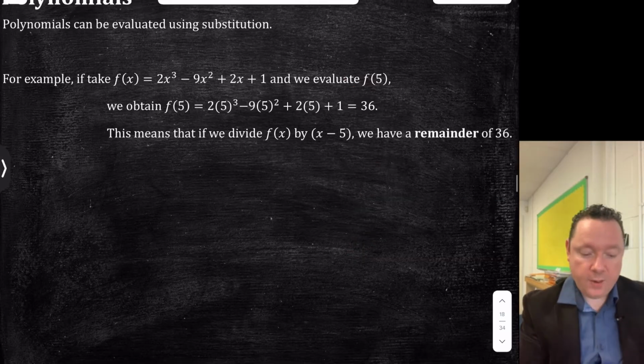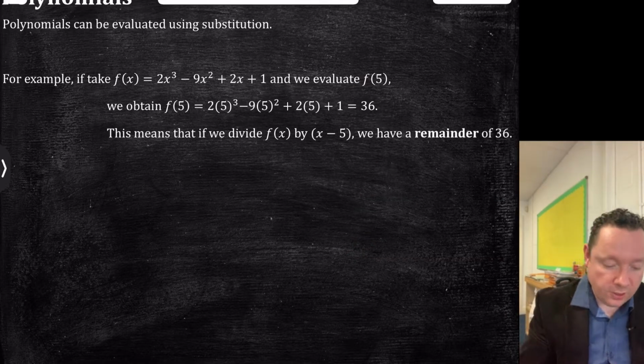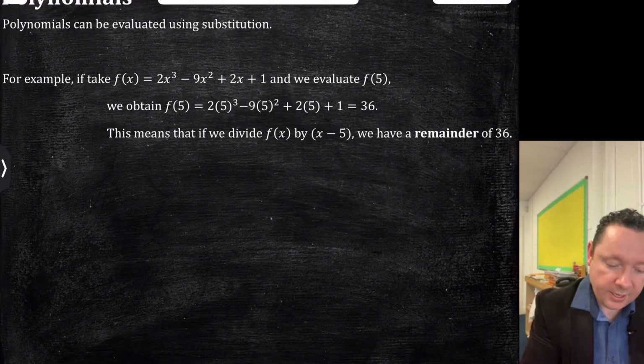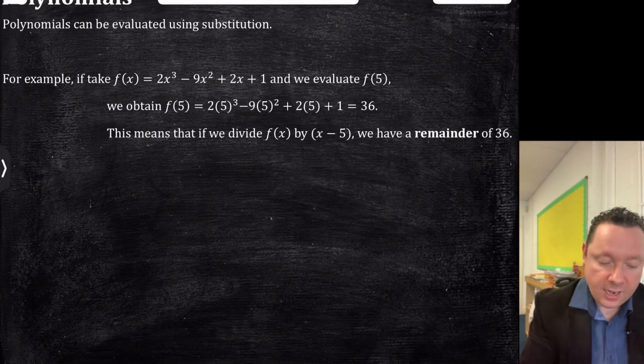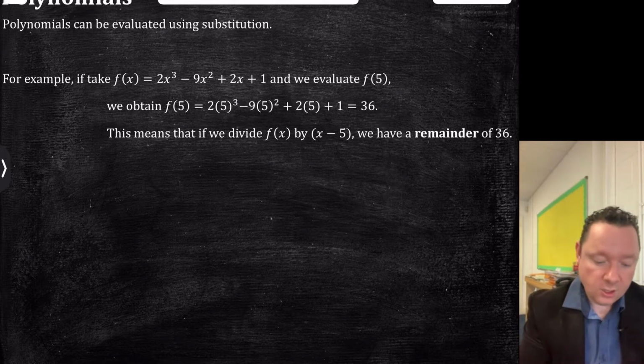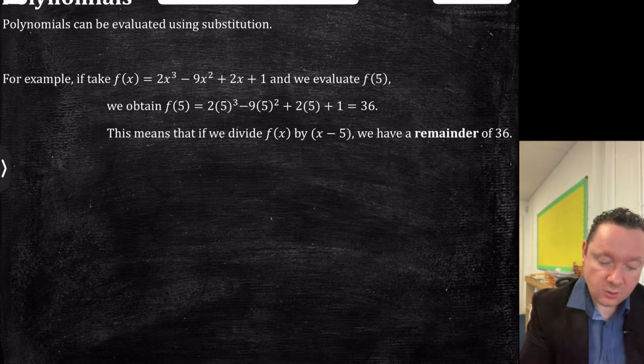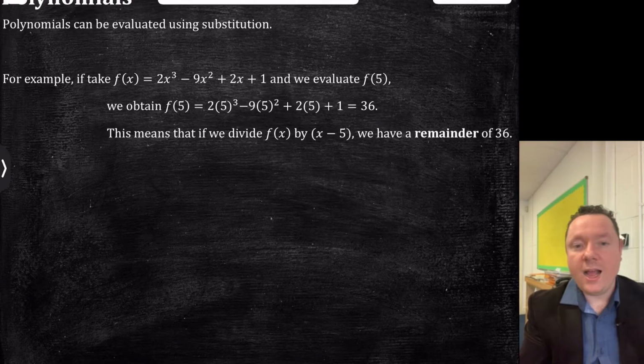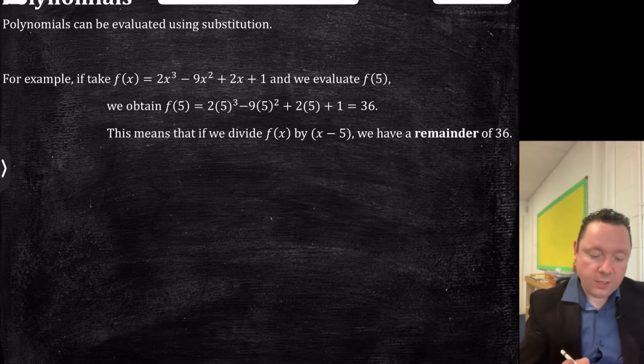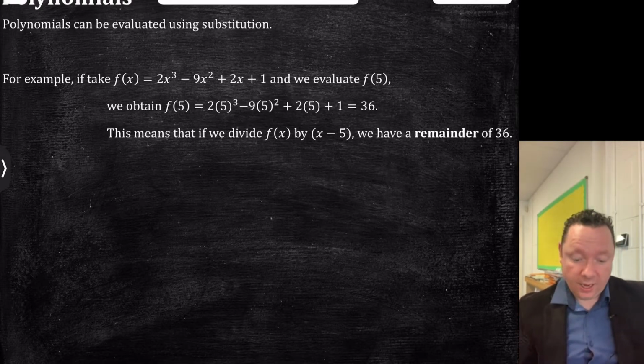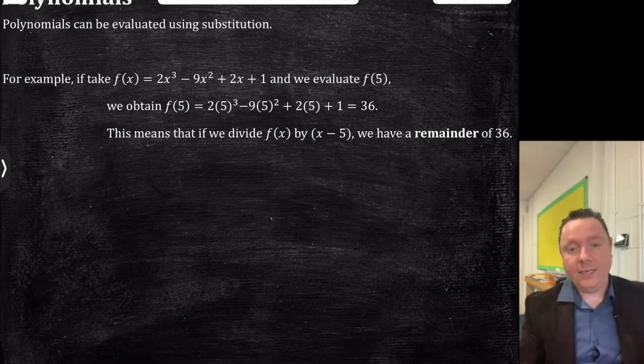We can evaluate polynomials using substitution. So, for example, if we had 2x cubed minus 9x squared plus 2x plus 1, and we want to evaluate the function f of 5, it just means sub in 5. So I could sub 5 in directly and get an answer which is 36. But what that actually means is, if we were to divide this polynomial by x minus 5, the remainder would be 36.